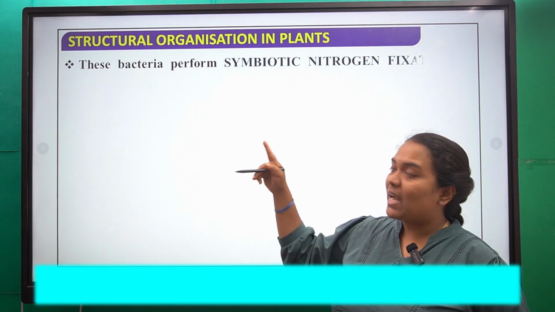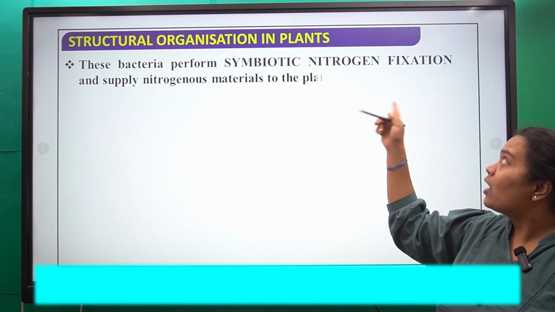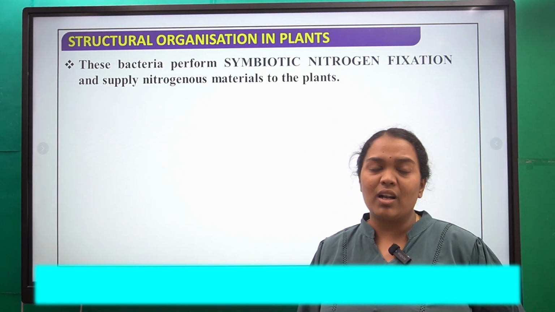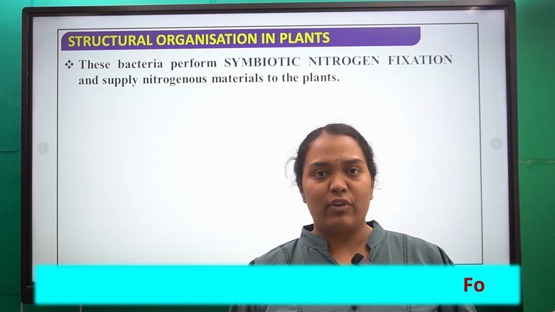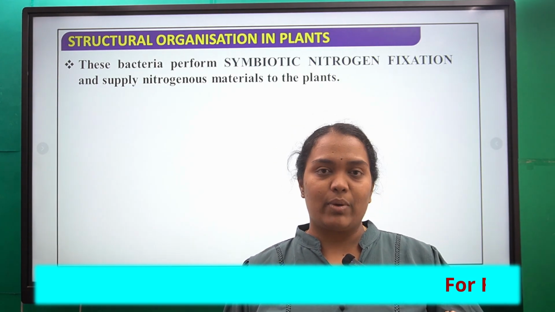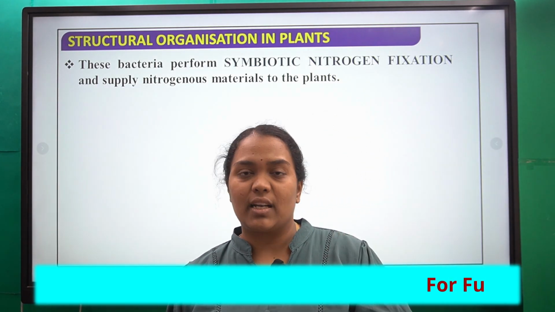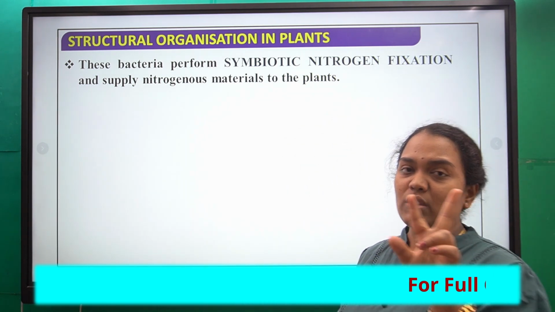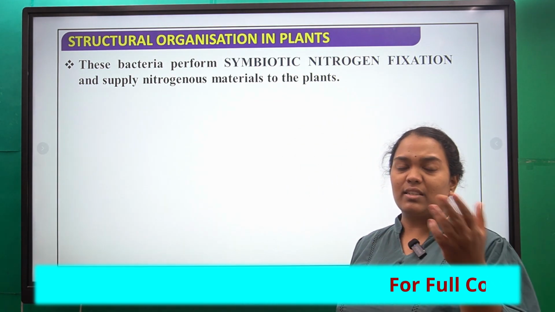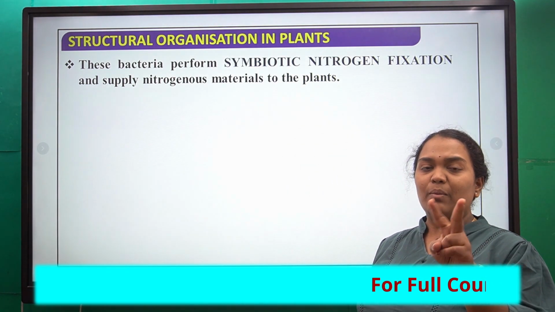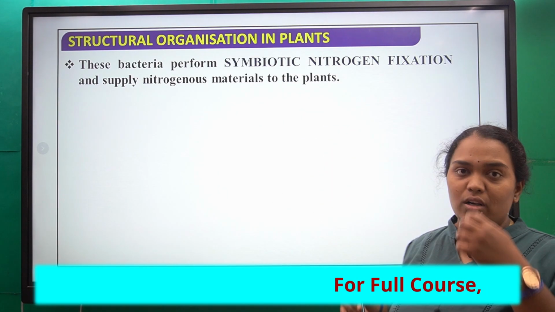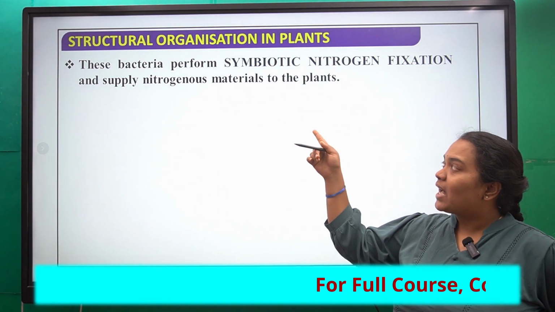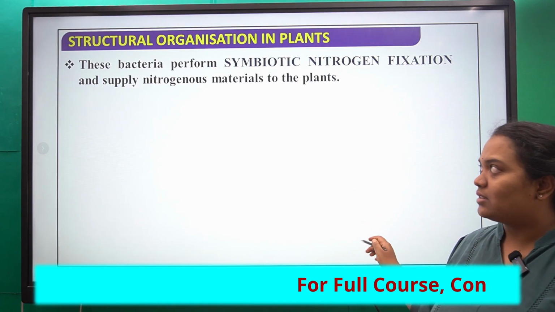Next, these bacteria perform what? Symbiotic nitrogen fixation. Symbiotic nitrogen fixation means what? The plant in which these bacteria are present is getting benefited, and the bacteria are also getting benefited. So if both the host and the organism living on the host are interrelated and exchanging benefits, they are called symbiotic organisms, and they supply nitrogenous material to the plants.